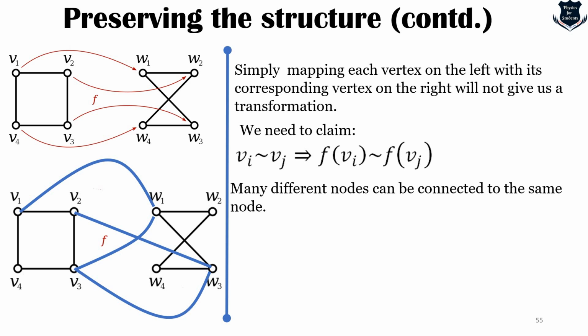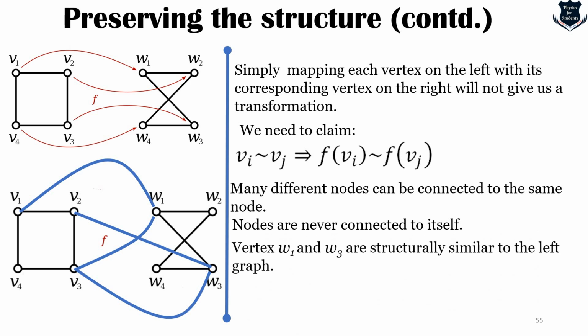So we obey the homeomorphism rule, and what we actually found here is that the right subgraph consisting of the vertices W1 and W2 is somehow structurally similar to the complete left graph, and hence it follows that W1 is connected to W3, and so it implies that V1 is also connected to V3. So this is how we can preserve the structure.